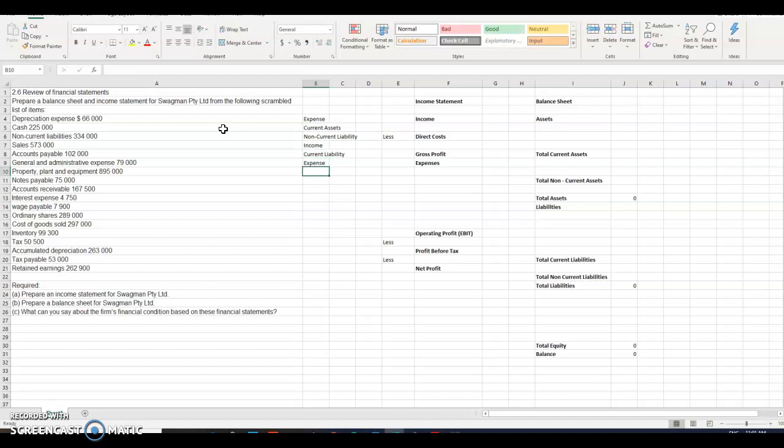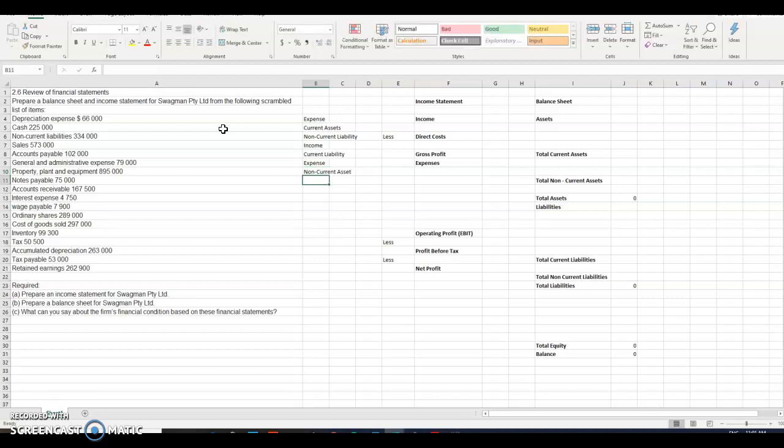Property, plant, and equipment, that is a non-current asset. Usually equipment and property and those kinds of things are not expected to be turned into cash inside 12 months. If you are looking to sell equipment, it would go into a different asset account that would be a current asset.